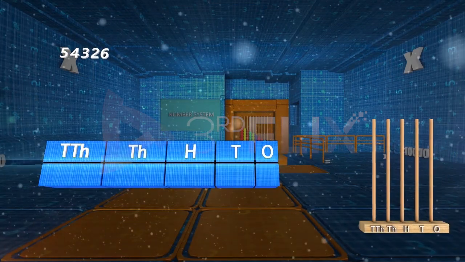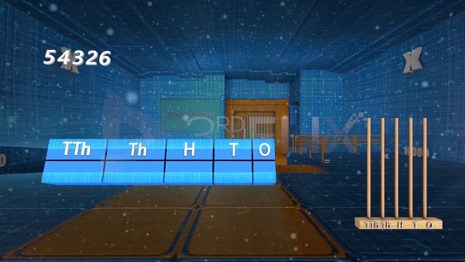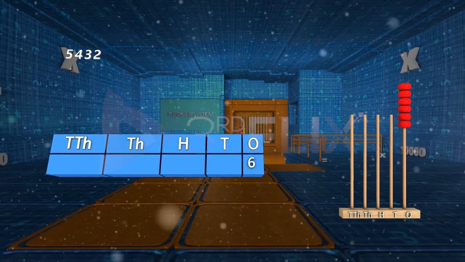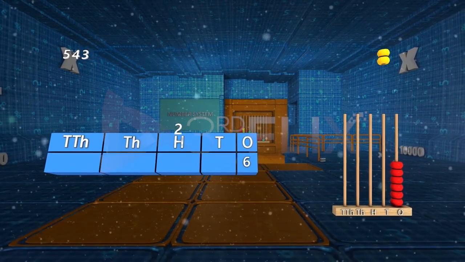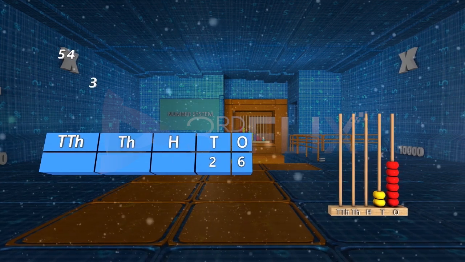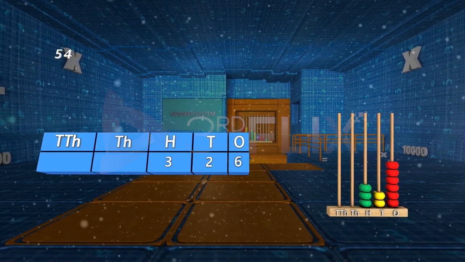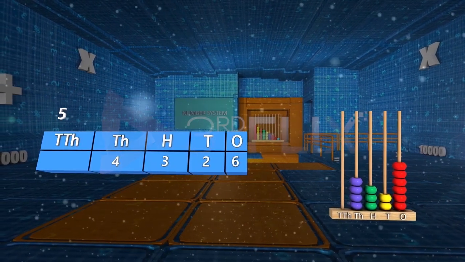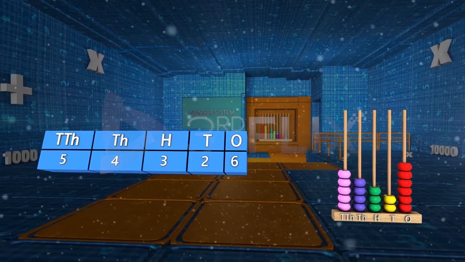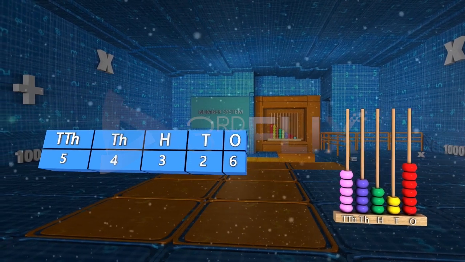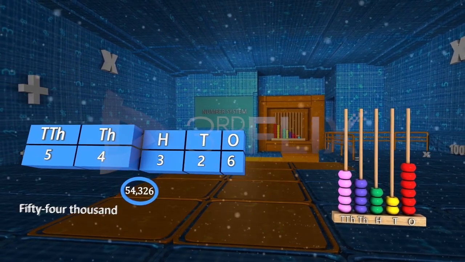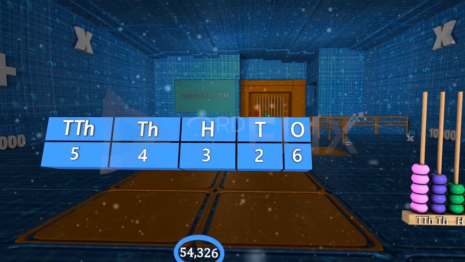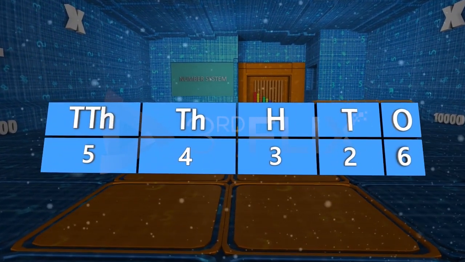Now, we will place the digits of the given number in the place value chart according to their place values. 6 is in ones place. 2 is in tens place. 3 is in hundreds place. 4 is in thousands place. 5 is in 10,000s place. This number is read as 54,326. We can read any number easily by using place value chart.